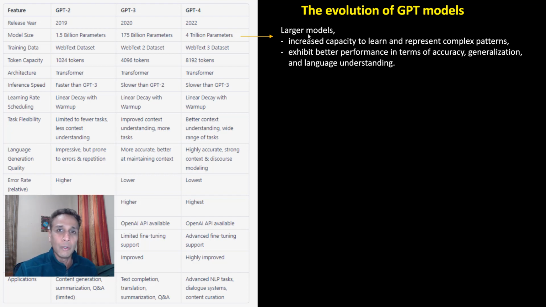So why does it matter? Why do large models actually matter? Well, they matter because they give us increased capacity to learn and represent complex patterns. And they exhibit better performance in terms of accuracy, generalization, and language understanding. In other words, the larger the model, the better the response is in terms of remembering very long sequences and understanding the context.